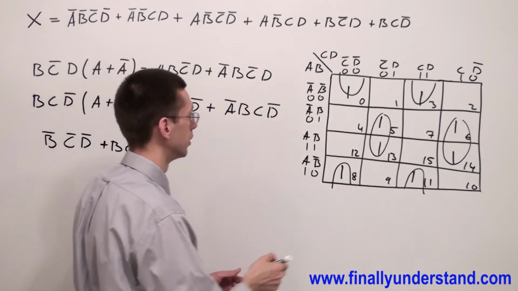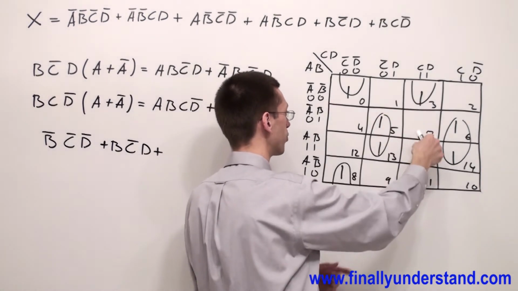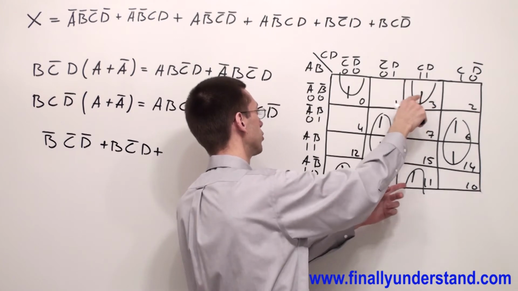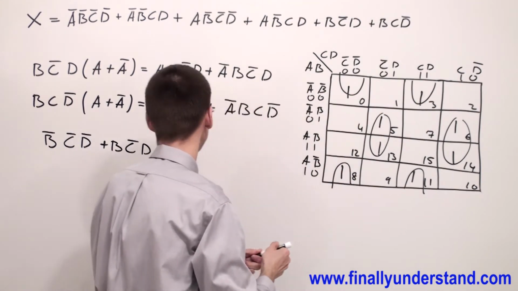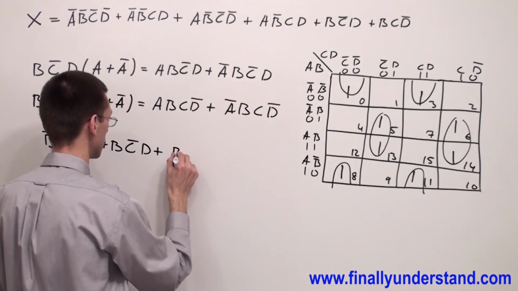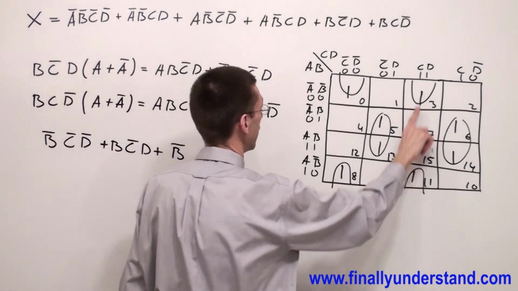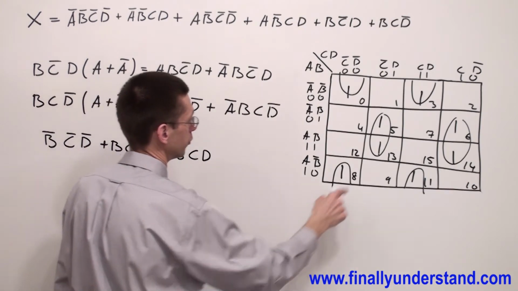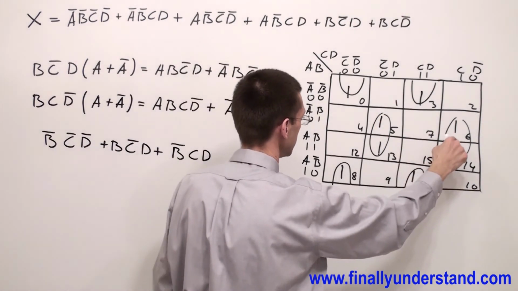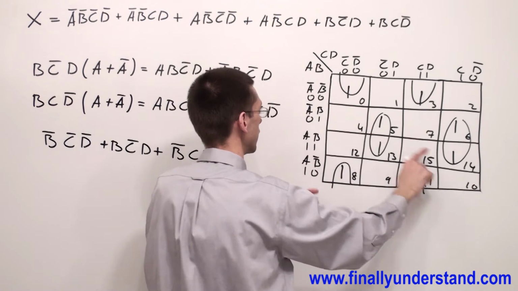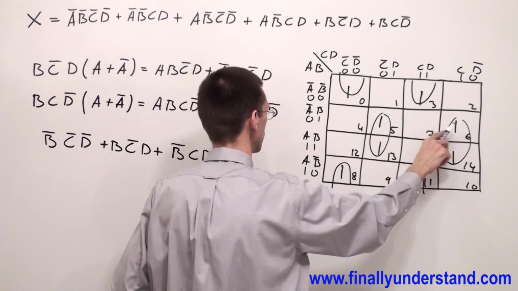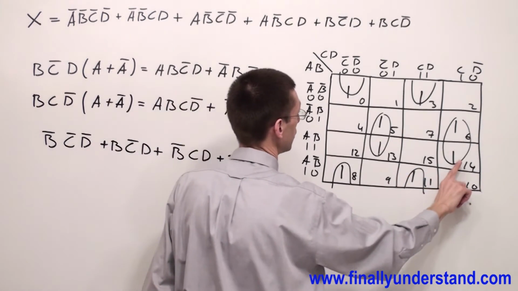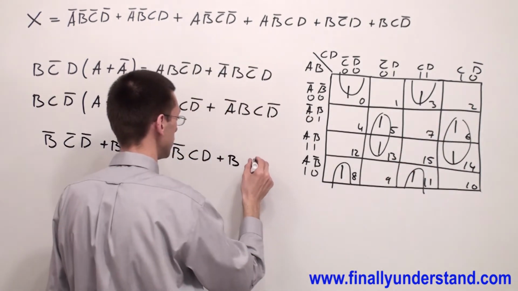Or this group is placed in 2 rows and 1 column. The common variable for these 2 rows is b naught. And at the top I have cd. I'm finished with this group. Next one is placed in 2 rows and 1 column. The common variable for these 2 rows is b. And I have to copy down cd naught.